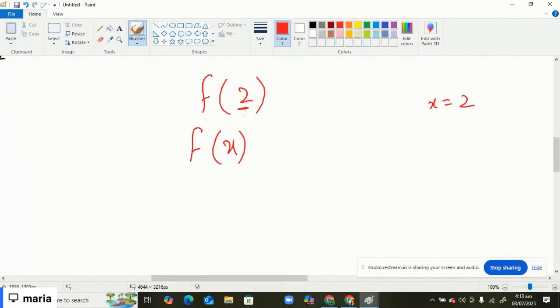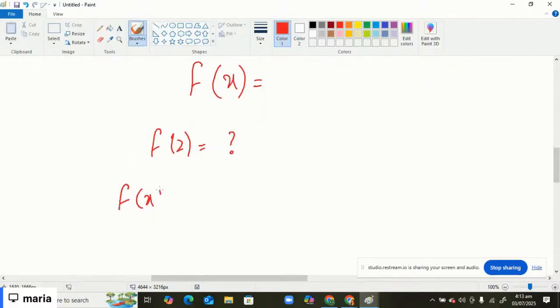And if the function is given f of 2, let's suppose they are saying find f of 2, and the function is given f of x is equals to 6 into square root of x minus 3, or you can say that 2 minus 51.